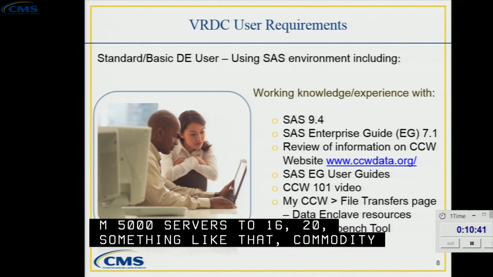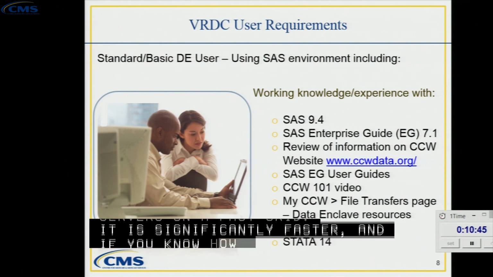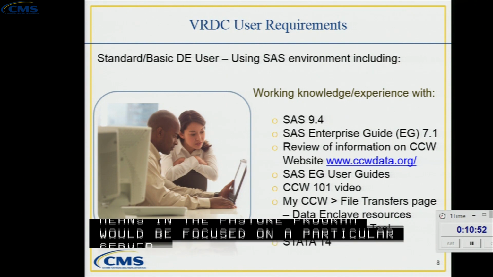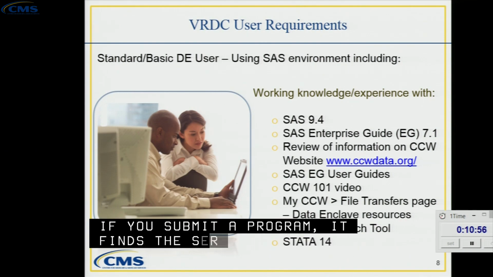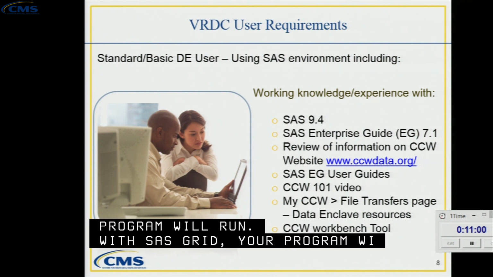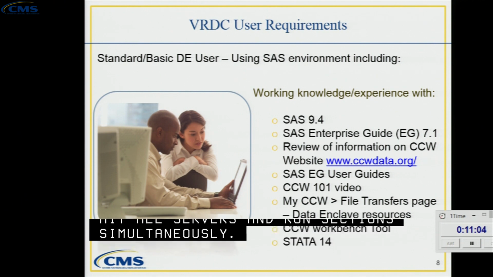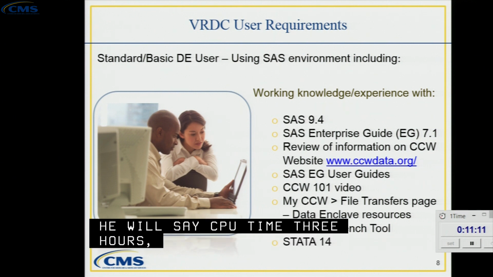And again, if you know how Grid works, what that means is your program, in the past, would be focused on a particular server. So if you submit a program, it finds the server with the lowest capacity, it hits that server, and that's where your program's going to run. With SAS Grid, your program's going to hit all servers, and they're going to run sections of your program simultaneously so that overall your program's running faster. So what you'll see when you get the result is it'll say CPU time 3 hours, real time 1 hour, because you used 3 hours of CPU time on different CPUs, and it only took 1 real hour.